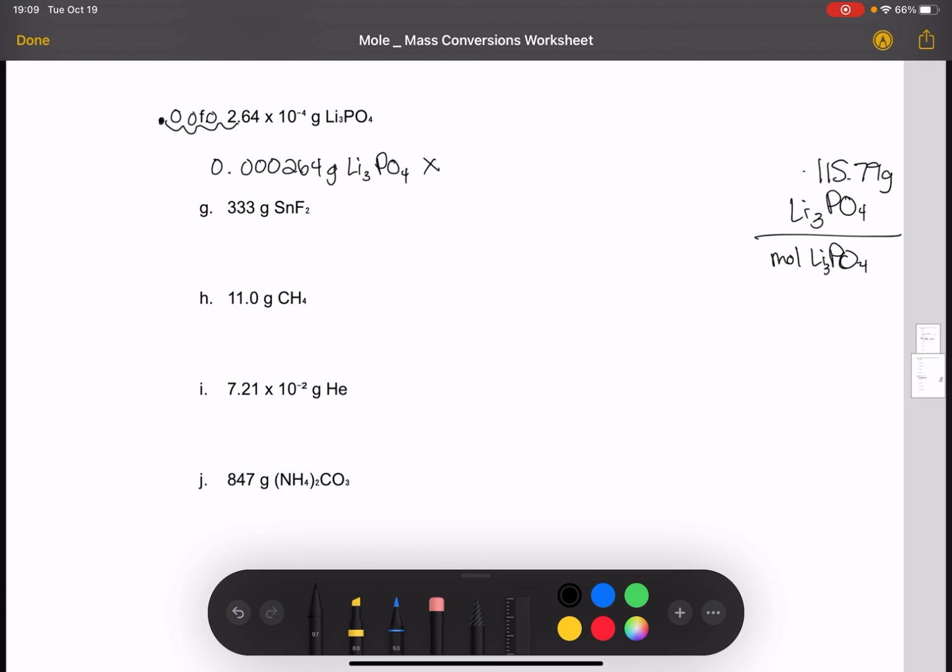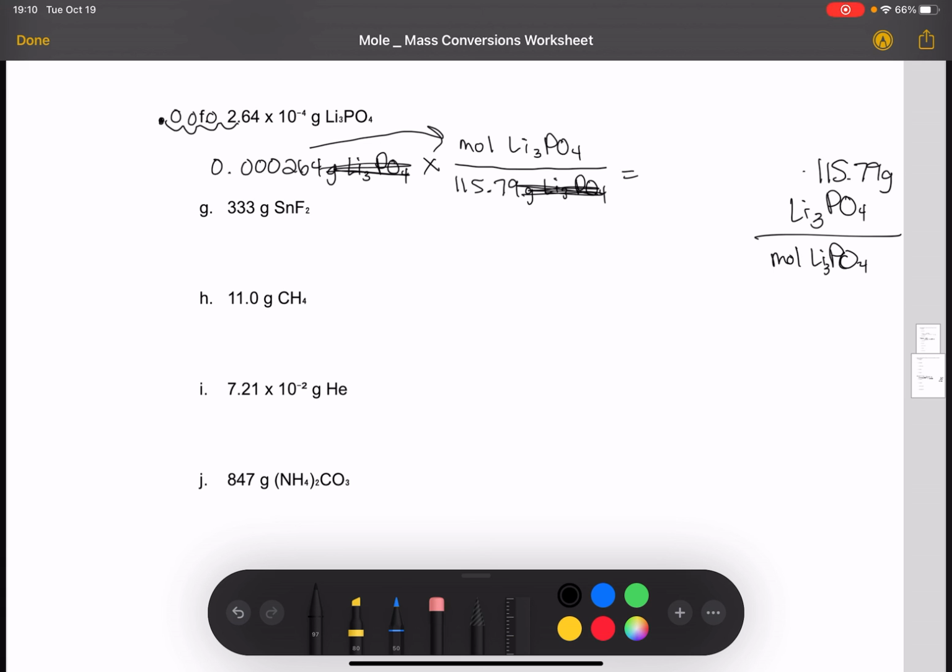And I'm going to multiply that by this conversion factor with what I'm solving for in the numerator spot. So moles of lithium phosphate for every 115.79 grams of lithium phosphate. And that means these units are going to cancel out, grams of lithium phosphate. Then we're going to take 0.000264 divided by 115.79. This is a very tiny number.